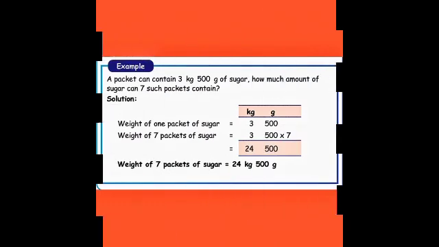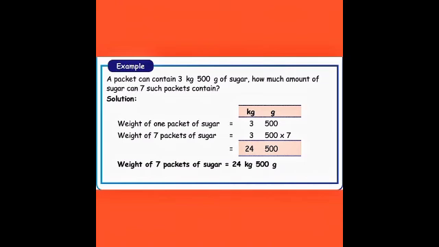We will learn now multiplication word problems. The sum is, a packet can contain 3 kg 500 gram of sugar. How much amount of sugar can 7 such packets contain? They are giving that the packet can contain, that means one packet can contain this much sugar. If it is like that, how much weight of sugar can 7 such packets hold, in kilograms or grams?